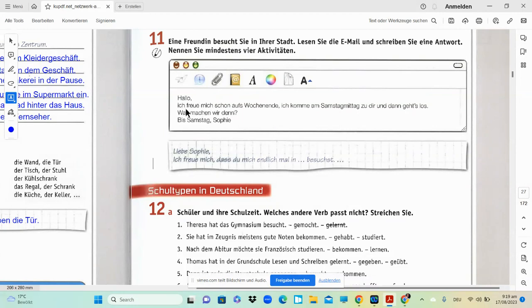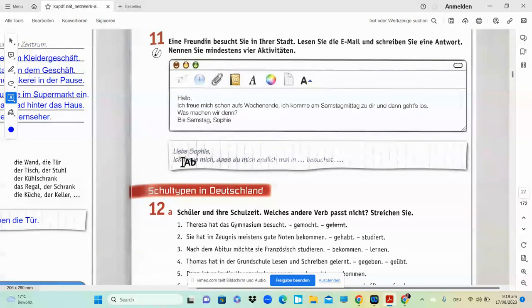Hallo, ich freue mich. Again, you can see the reflexive pronomen over here. Ich freue mich schon aufs Wochenende. Ich komme am Samstagmittag zu dir und dann geht's los. Was machen wir denn? So what are we going to do on Saturday? Okay, so bis Samstag, so viel. So you have kind of got an SMS.